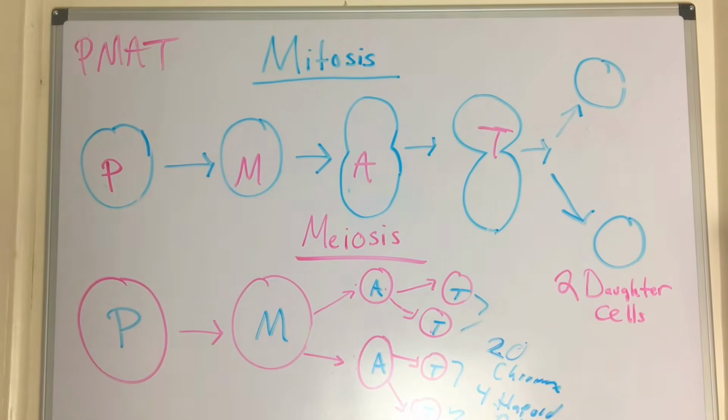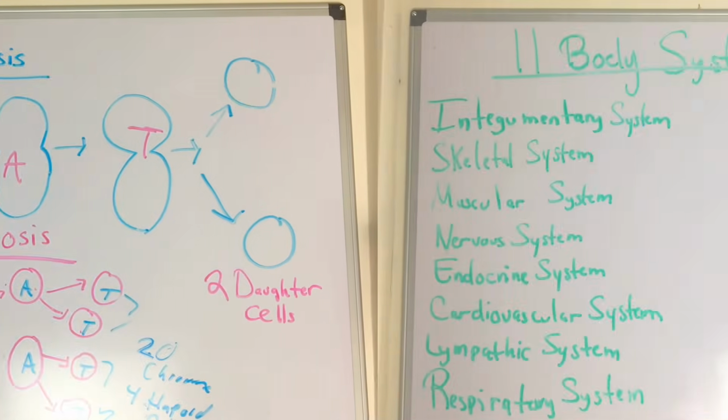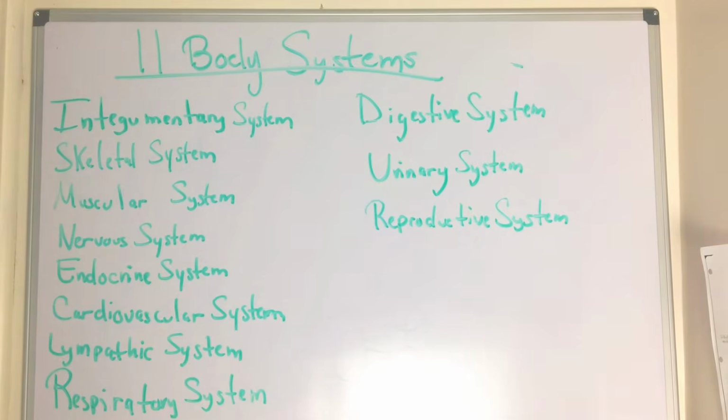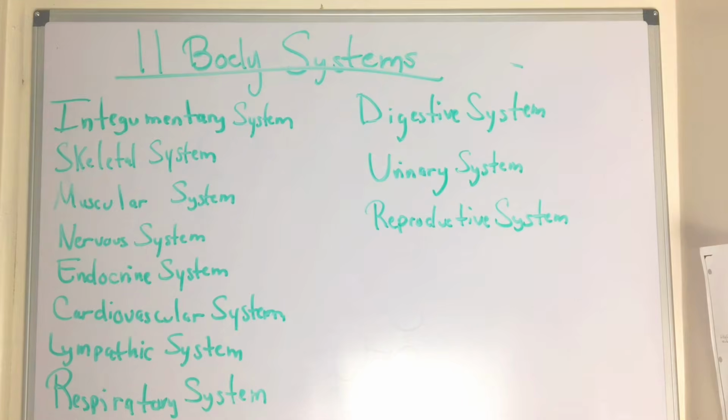Now I'll leave a picture on the screen giving you further details about how these two processes are different and how they are similar. The 11 body systems are as follows: the integumentary system, skeletal system, muscular system, nervous, endocrine, cardiovascular system, lymphatic system, respiratory, digestive, urinary, and reproductive.